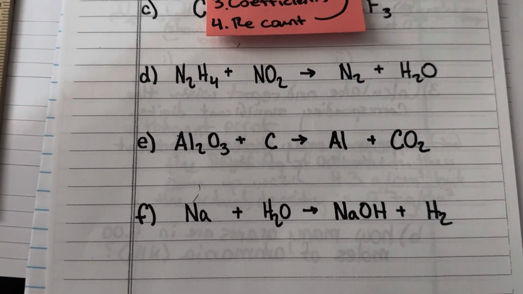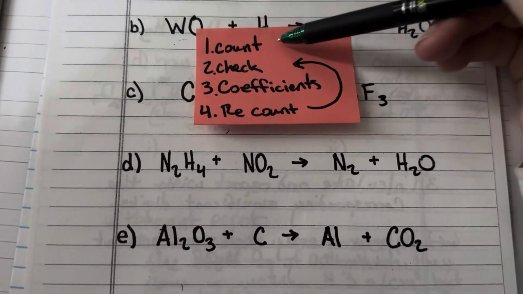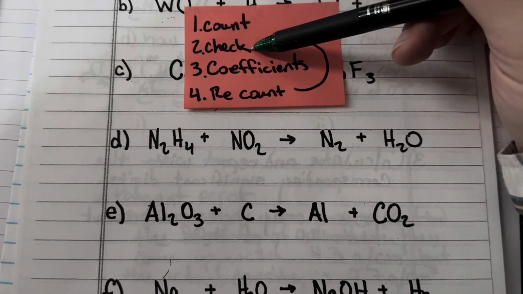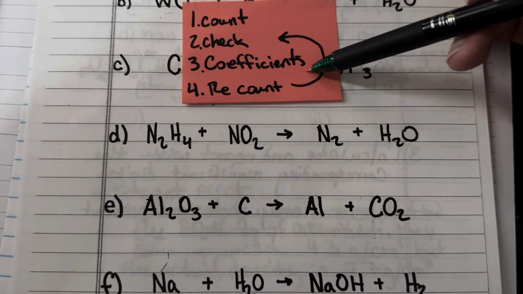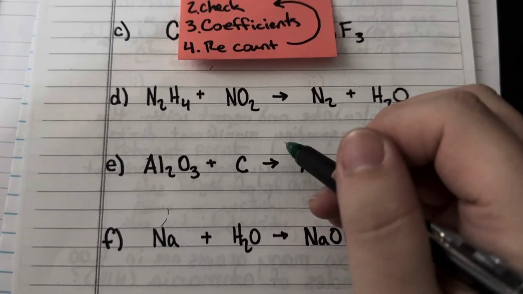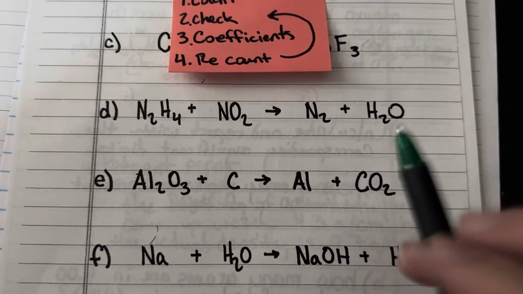Hello, let's do some balancing. All right, remember we need to count how many of each atom there are, check to see if they're already balanced, and then we're going to change any coefficients, and then you have to recalculate and then check again. All right, so here we've got to check how many of each thing we have.